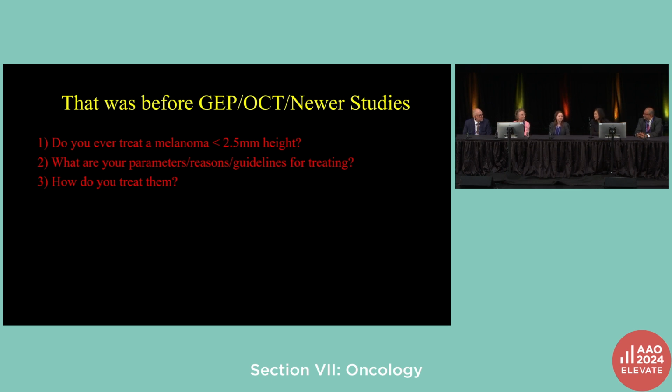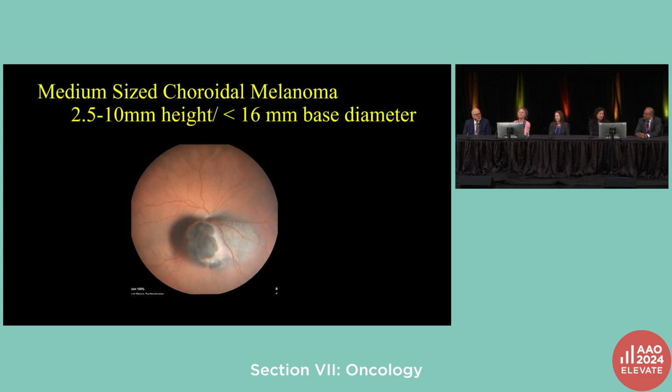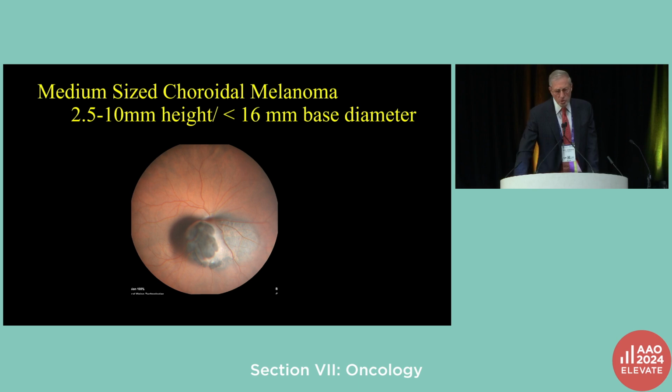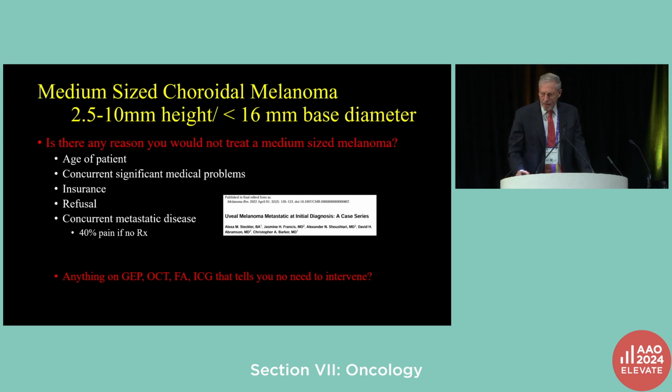So if I've decided it's the melanoma, I typically do definitive therapy, which at our center is proton radiation. But these days, since the Belsar trial is an option, I would offer that as well. Now we have so-called medium-sized melanomas, 2.5 to 10 millimeters in height, under 16 millimeters, again, the COMS designation. We know these are not good for you. And the question I have, is there any reason you wouldn't treat a patient with a medium-sized melanoma?